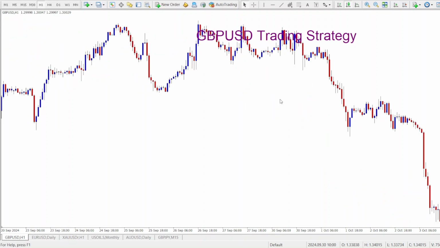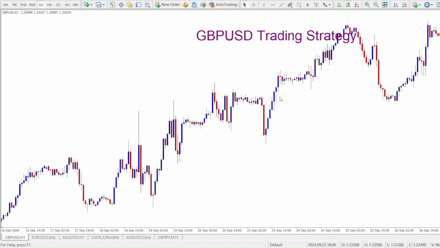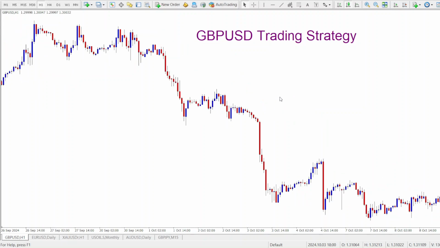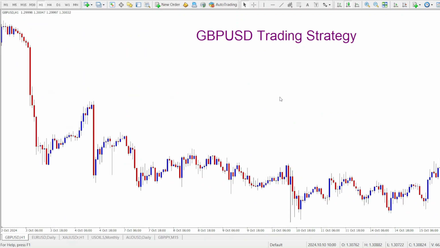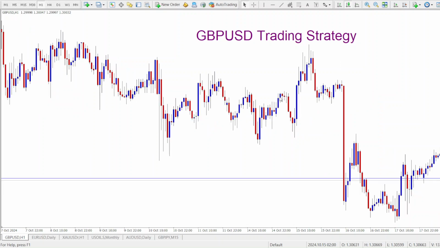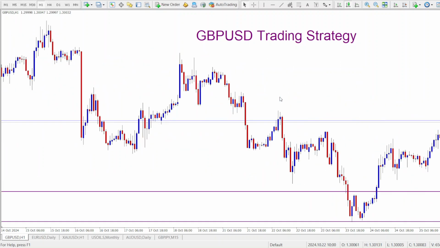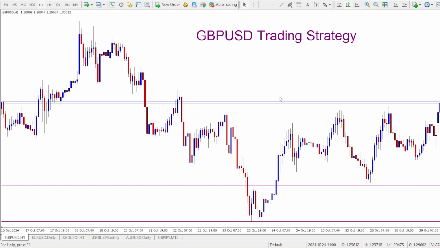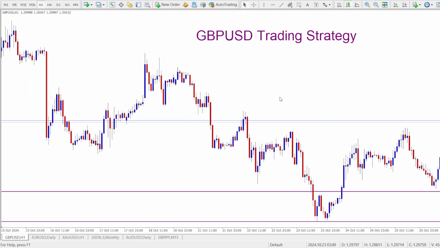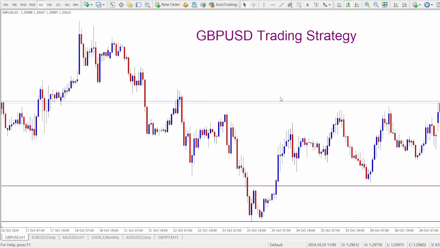First of all, let's talk about why GBP/USD can be a bit different compared to other major currency pairs. Since it combines the British pound and the US dollar, it reacts heavily to economic data from both the UK and the US. The sessions that have the most impact on GBP/USD are the London and New York sessions. It's very important for you to note these.